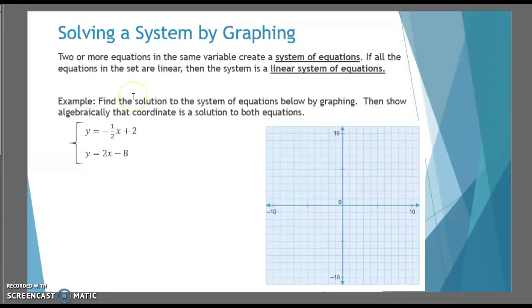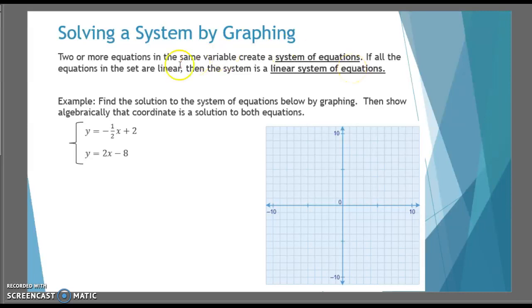So let's do some more examples. 2 or more equations in the same variable create a system of equations. That's just the definition. If all the equations in this set are linear, then the system is a linear system of equations, which makes sense. If they're all lines, then they're a linear system.